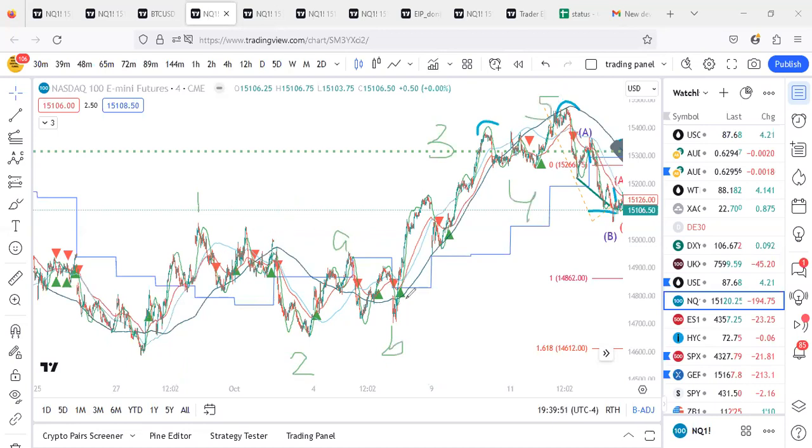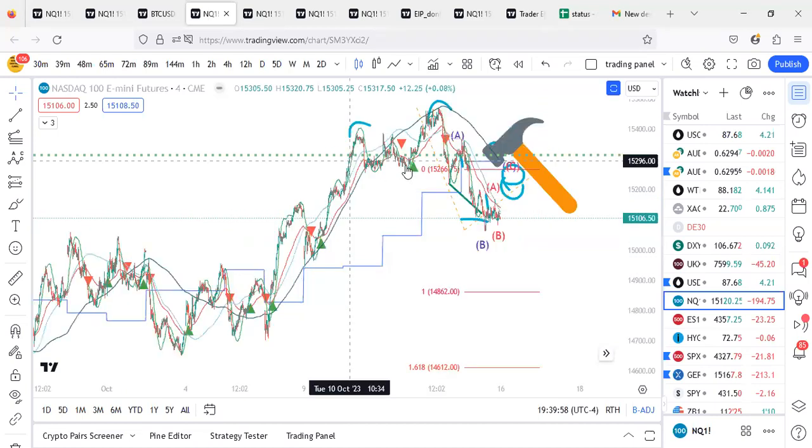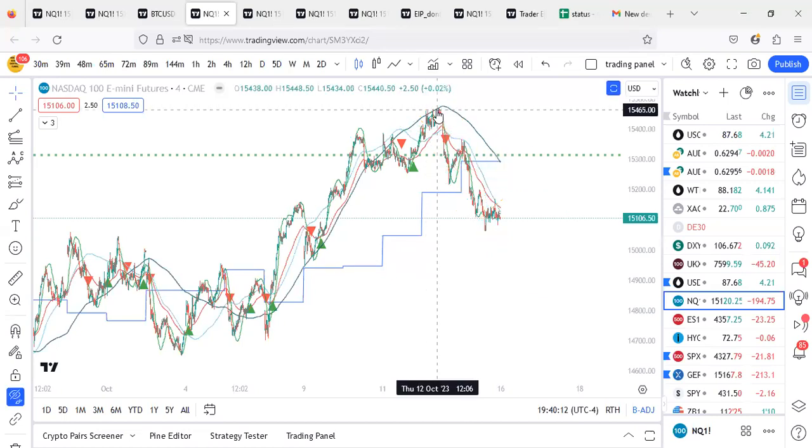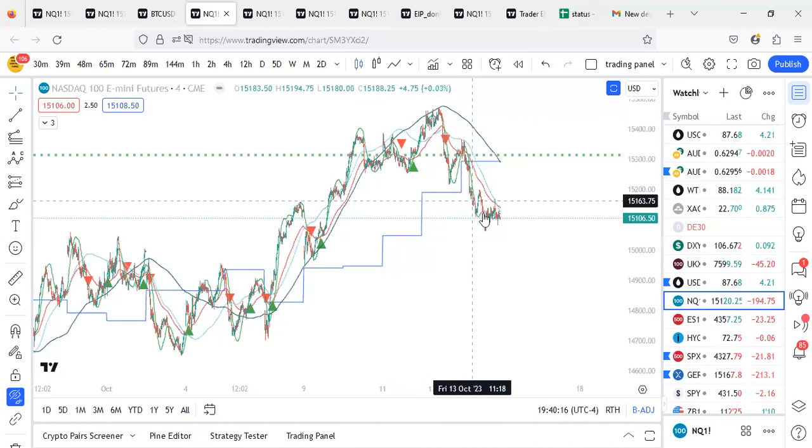So my indicator, when this third wave started, it got the hold of the third wave, and then this fourth happened, and then it got the end of the whole move. Do you see it? It got the end of the whole move, and then immediately it fell down.